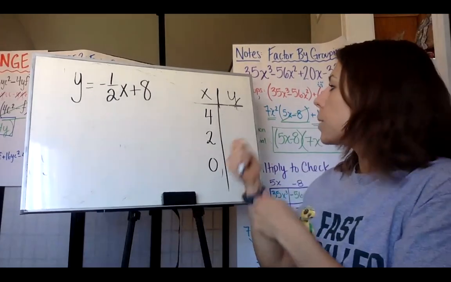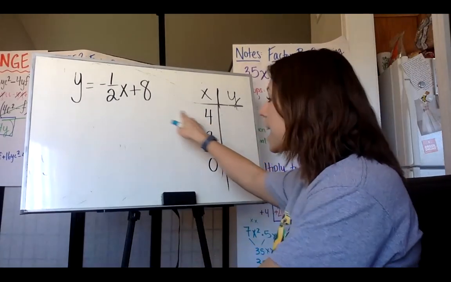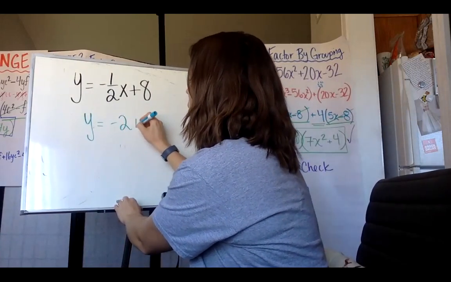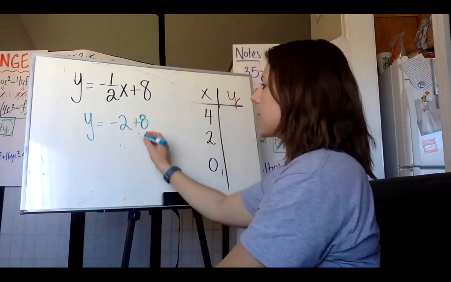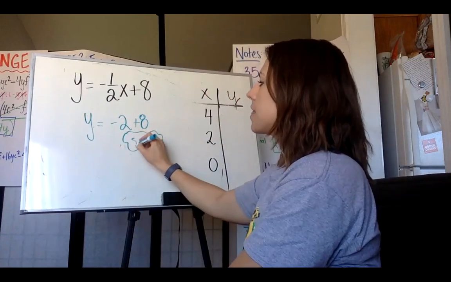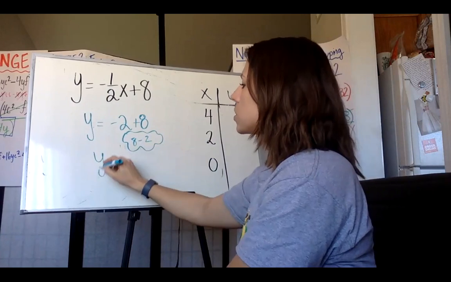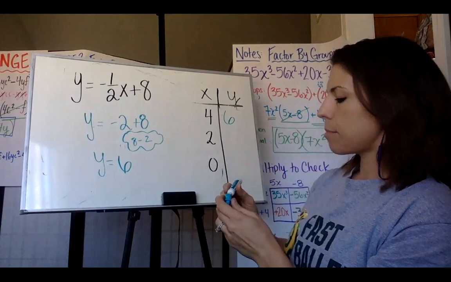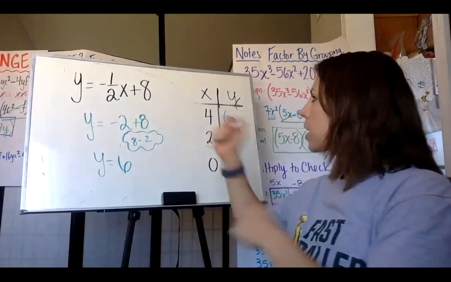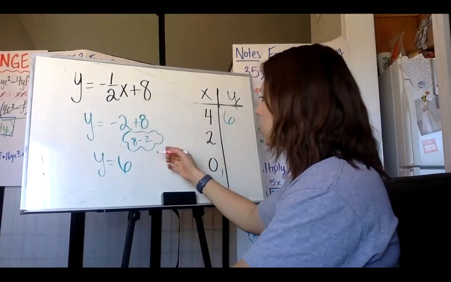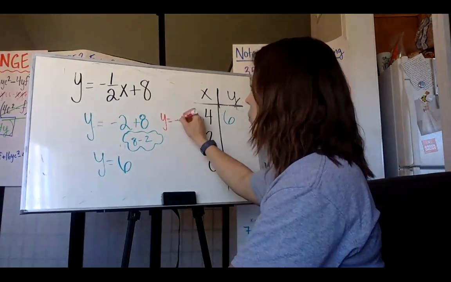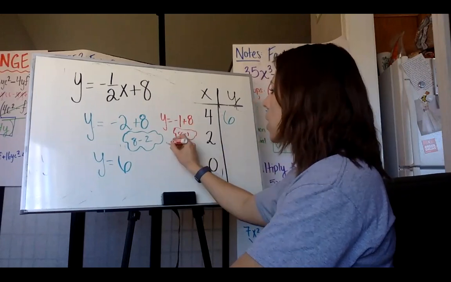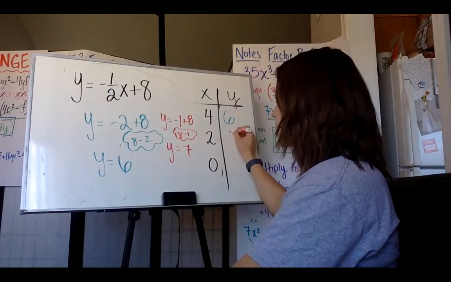Okay, here we go. Let's plug in. Negative 1/2 of 4 is negative 2. Negative 2 plus 8, well, that's the same thing. In my head, I think of that as 8 minus 2, which is 6. Do I believe that? Yeah, I believe that. Let's try the next one. Negative 1/2 of 2 is negative 1 plus 8, which in my mind, I think of as 8 minus 1, which is 7.